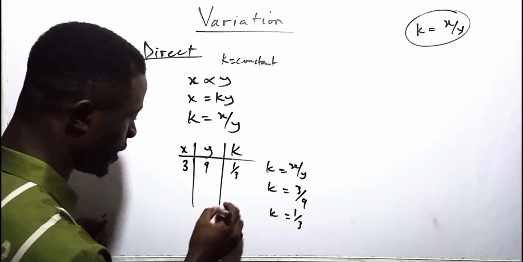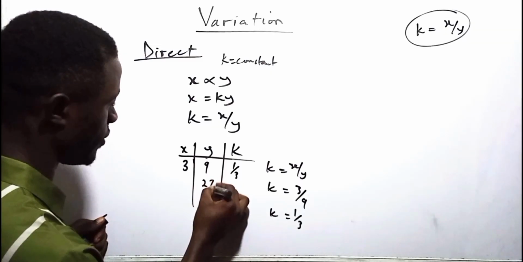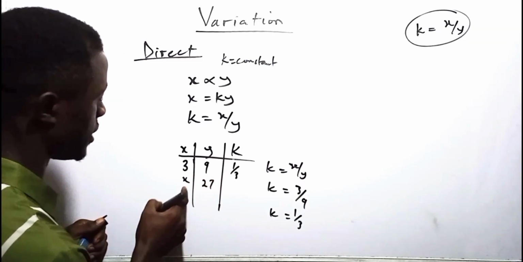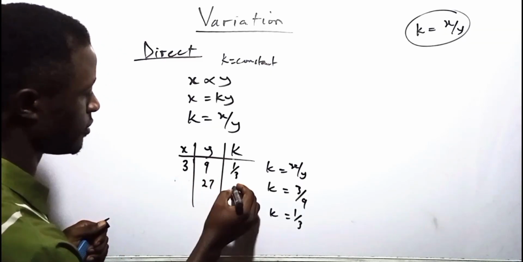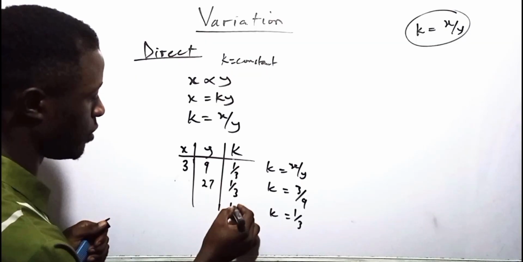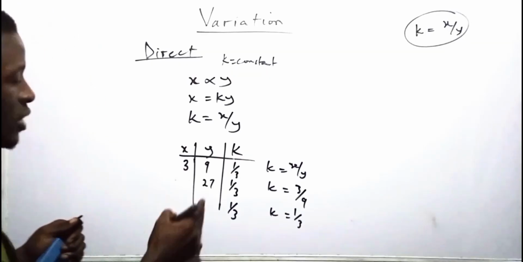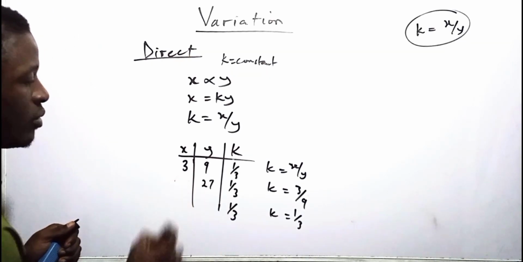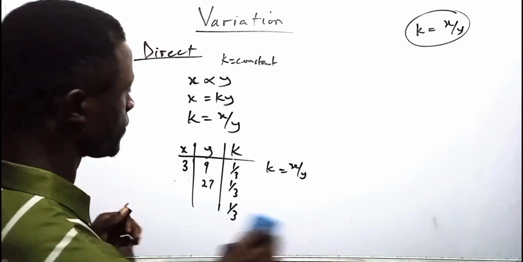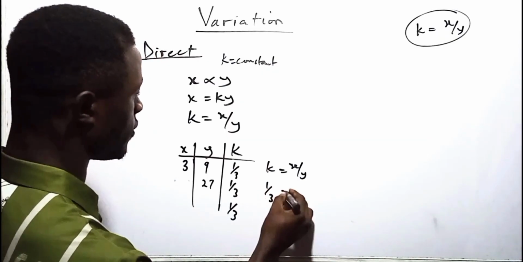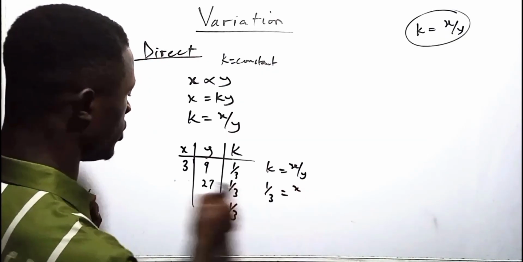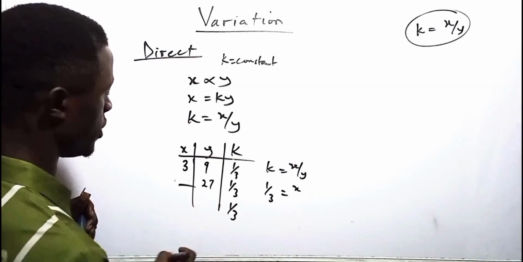If you write 1 over 3 there, let's assume that you have 27 here and you are told to calculate the new value of x for this place. You already know that 1 over 3 will be constant throughout. So if you have 27 here, and 1 over 3 here, what will x be? Let us solve that. Since k is 1 over 3, you write 1 over 3 there. Then x, you don't know it.